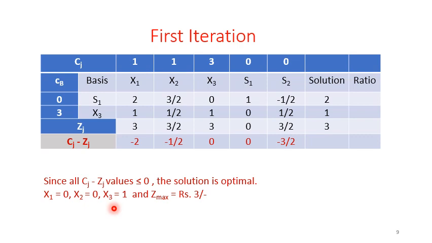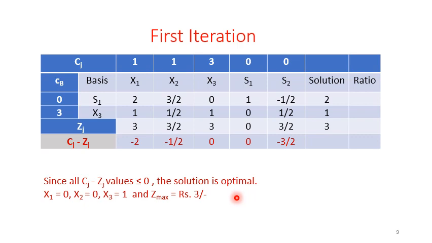Please don't get confused with this value. This is the coefficient of x3 in the objective function, not the solution. A common mistake is that this is taken as the solution. This 3 is the coefficient of the x3 variable in the objective function. The value of x3 is the value in the solution column, for which you have reached optimality. When you substitute x1 equal to 0, x2 equal to 0 and x3 equal to 1 in the objective function, you get a z maximum of rupees 3.